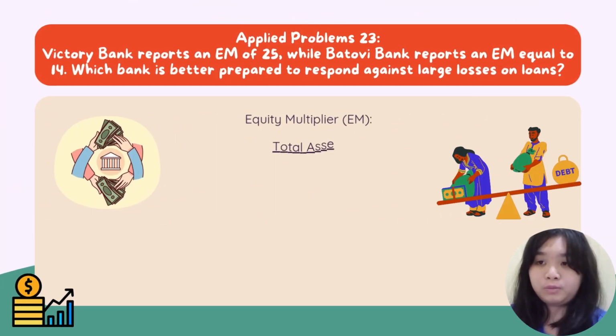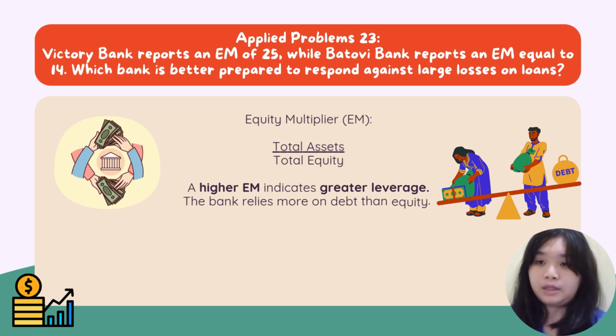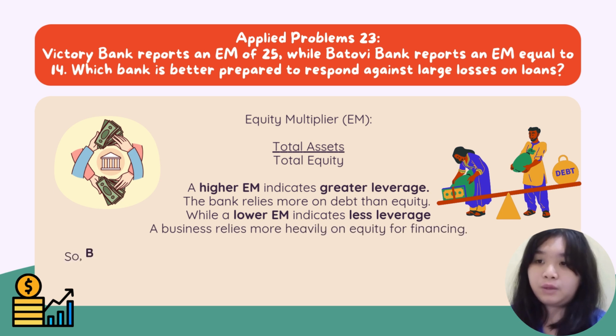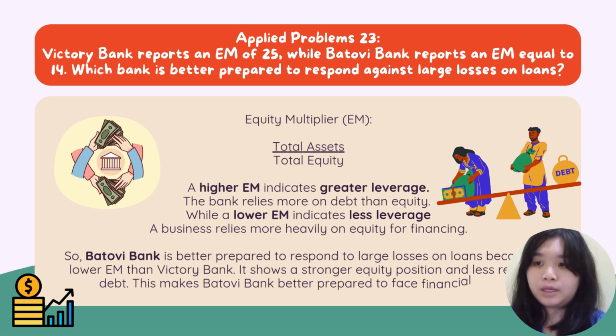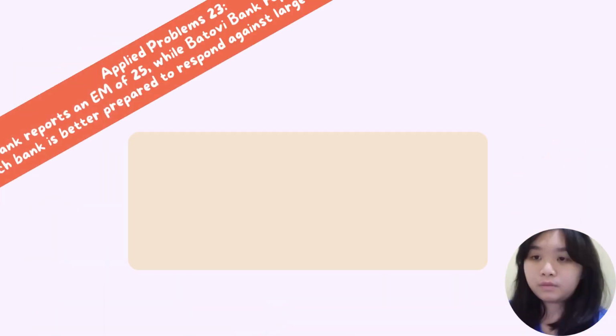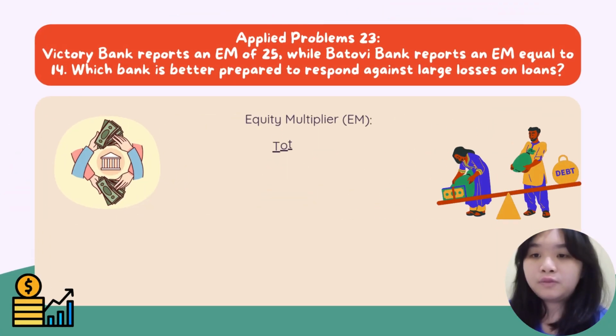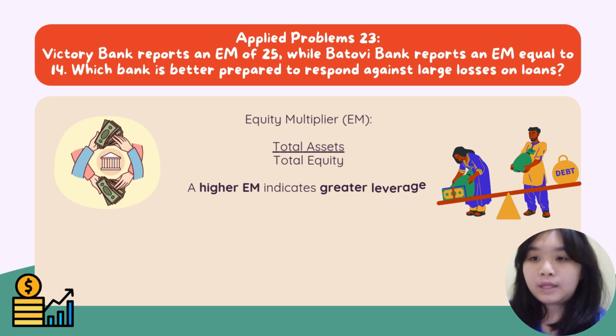For applied problem 23, Victory Bank reports an equity multiplier of 25, while Batovi Bank reports an equity multiplier of 14. Which bank is better prepared to respond against large losses on loans? The formula for equity multiplier is total assets divided by total equity.